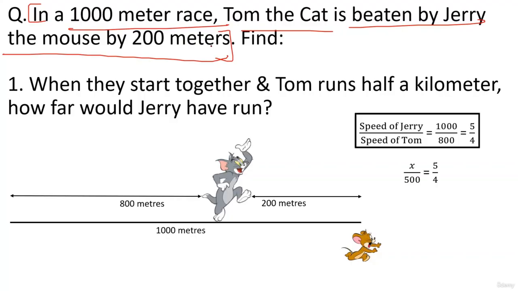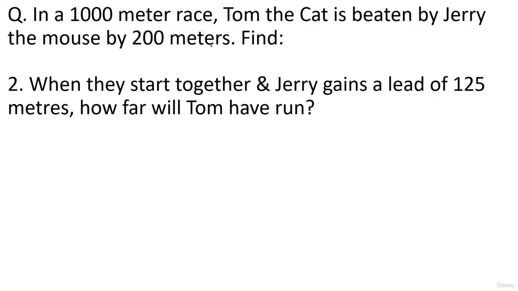Solving or cross multiplying, you can cancel out 4 on both sides. 125 will remain, into 5, is the required answer, 625. Right? That's the answer to the first question. Okay, so with that we go on to the next question of this lot. When they start together and Jerry gains a lead of 125 meters, how far will Tom have run?